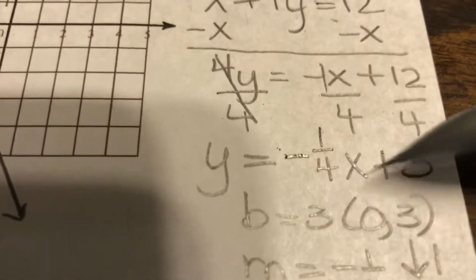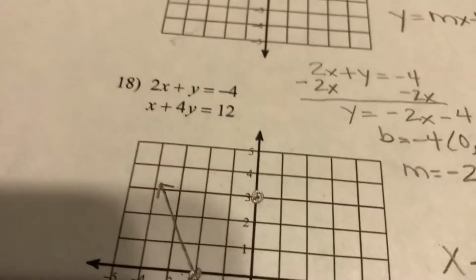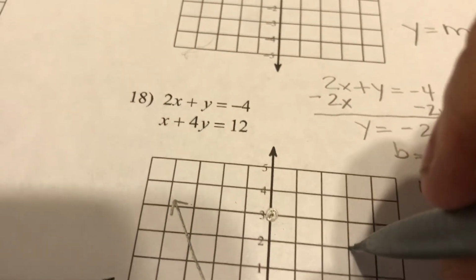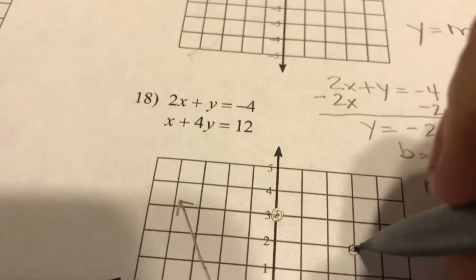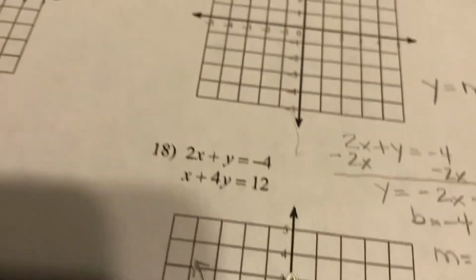And we have a b of 3, so we're going to have a point at 0, 3, and then we're going to count down 1 and right 4. So I'm going to go over here, and I'm going to put a point at 3, and I'm going to go down 1 and right 4. Okay, and I am going to put my phone down, and I'm going to draw my line.